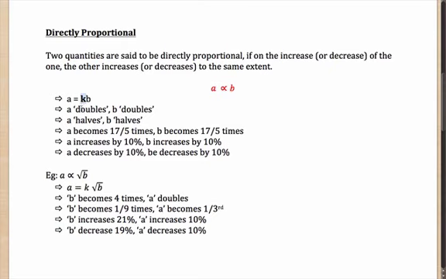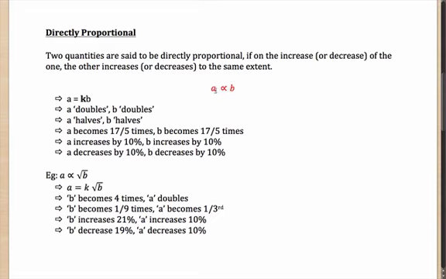Now, what does this mean? This means that when A doubles, B doubles. When A halves, B halves. When A becomes 17 by 5 times, B also becomes 17 by 5 times. When A increases by 10%, B increases by 10%. When A decreases by 10%, B decreases by 10%. And the same logic continues.